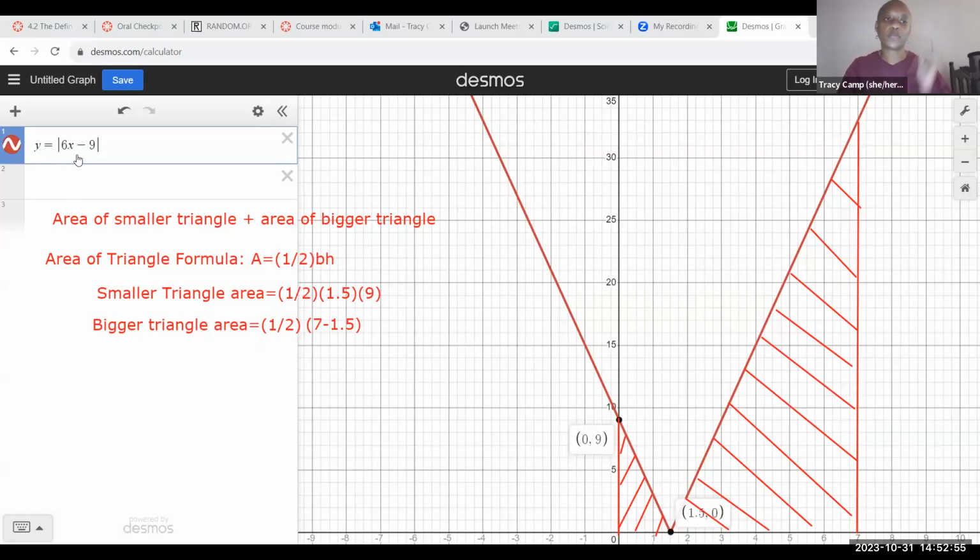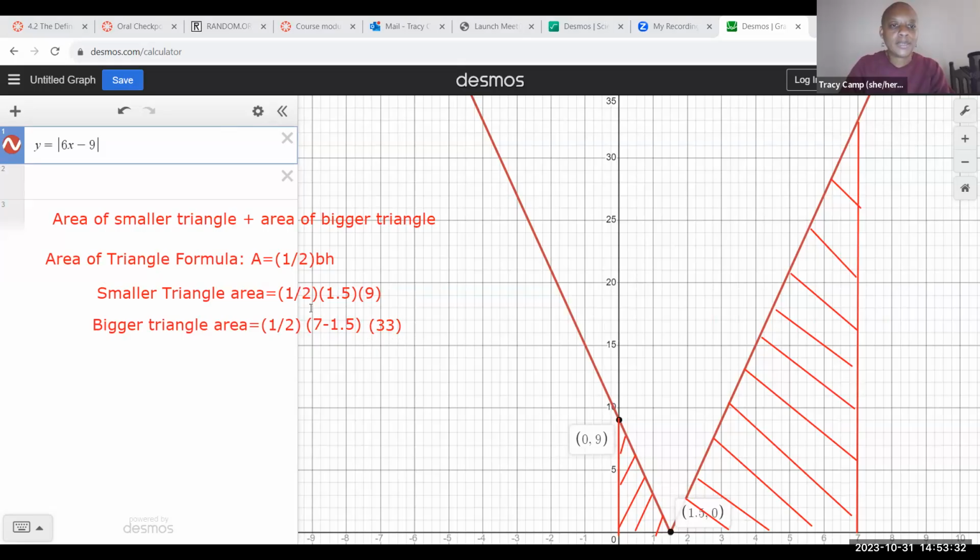And then my height, I can get by plugging in 7 for x. 6 times 7 is 42. 42 minus 9 is 33. Or I can go to Desmos and check what's this point. That's 7. There we are, 33. So my height of my bigger triangle is 33. So this will be times 33. And then I just need to add these two numbers up.